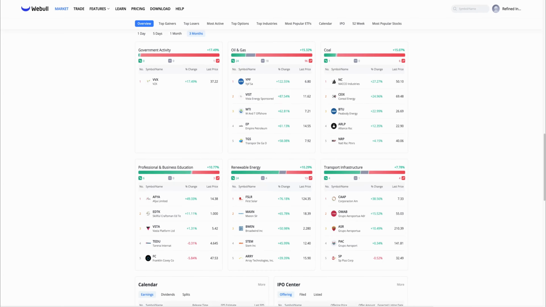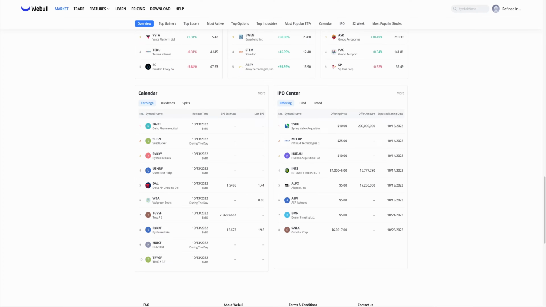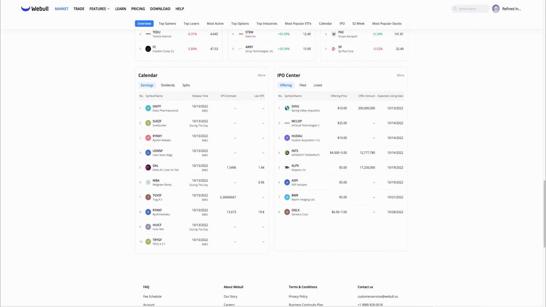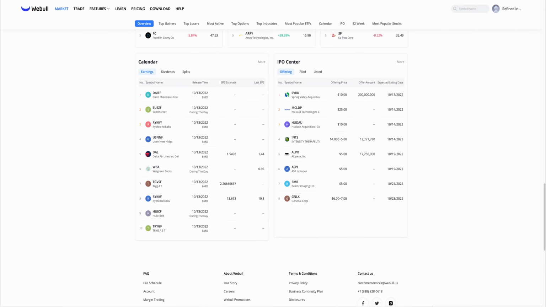Last, for those who like to analyze statements, you get a calendar of when the earnings of companies are announced, what dividends have been paid out, and if there are any splits coming up. Next to that table, we get the IPO Center board, which informs us about the upcoming IPOs, the offering price, and the amount issued of each share.